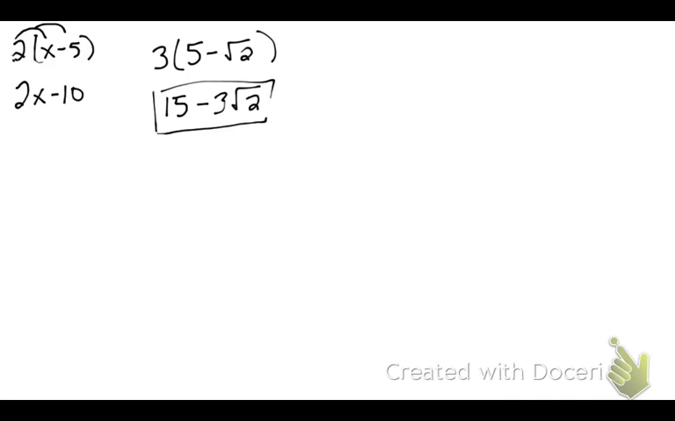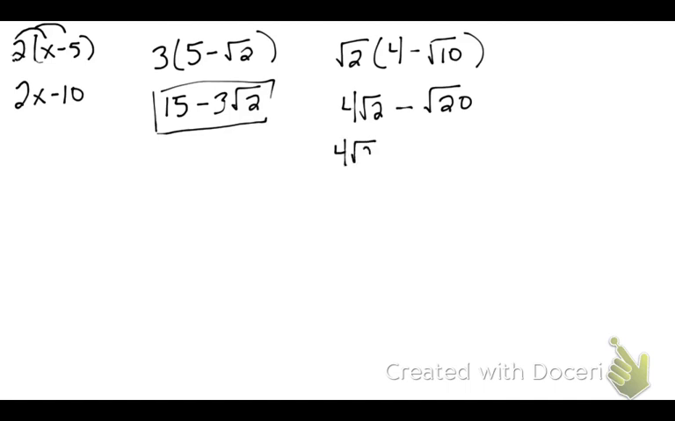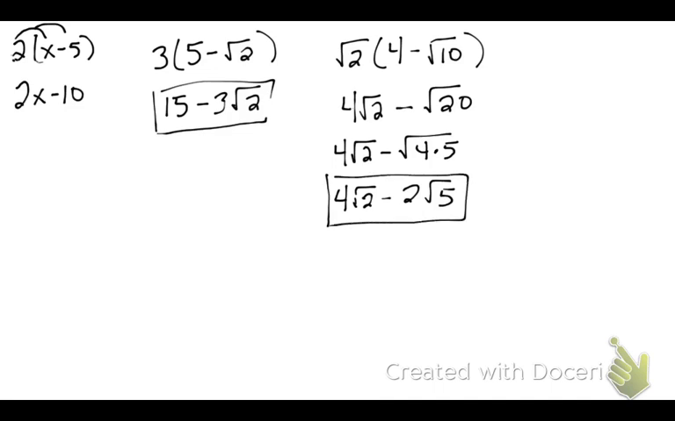Let's try another one like that. The square root of 2 times 4 minus root 10. Well, when you distribute, this would be 4 root 2, which doesn't simplify, minus the square root of 20, which does simplify. The square root of 20 is the square root of 4 times 5, and so we would end up with 4 root 2 minus 2 root 5. We can't combine them, so this is where that problem ends.